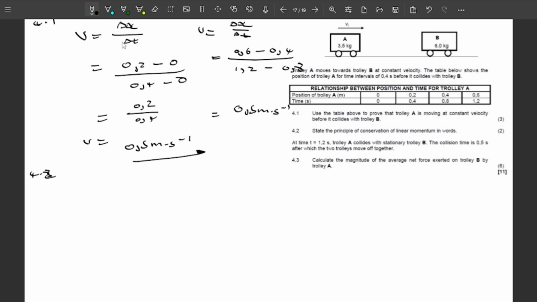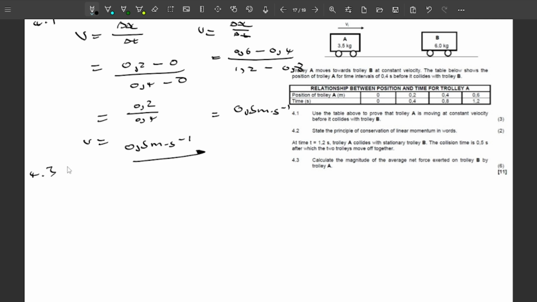Right, now let's come to 4.2. They say state the principle of conservation of linear momentum in words. Like I said, if the examiner asks us a question to define it or state it, he or she will ask us in the next question to apply what we defined. So keep that in mind, just in case you have a tendency of forgetting or panicking in the exam room. Right, they say state, and like I usually do, I'm going to say the definition.